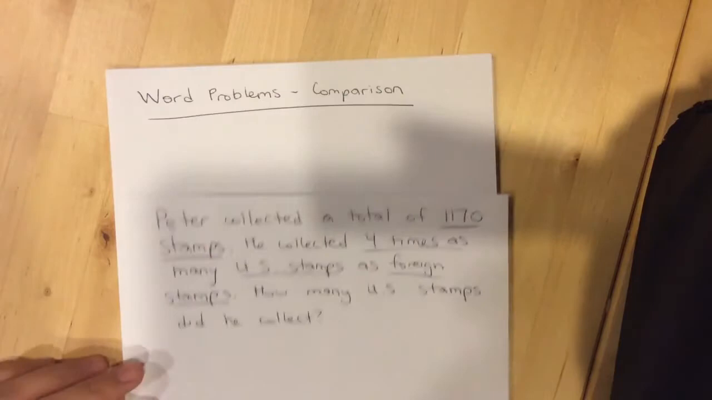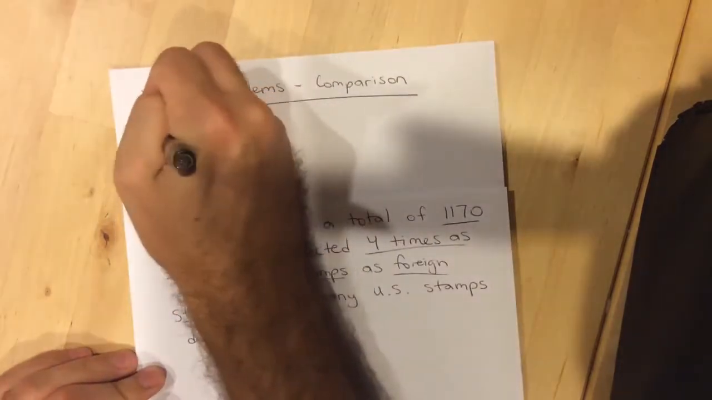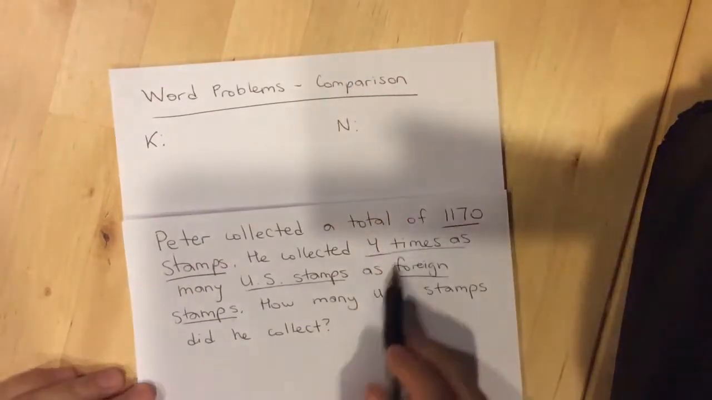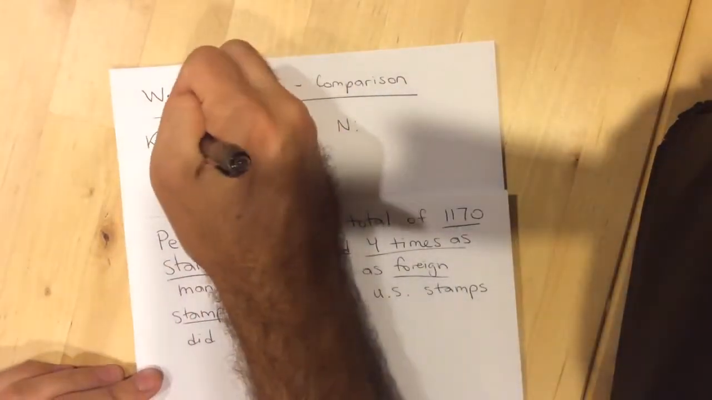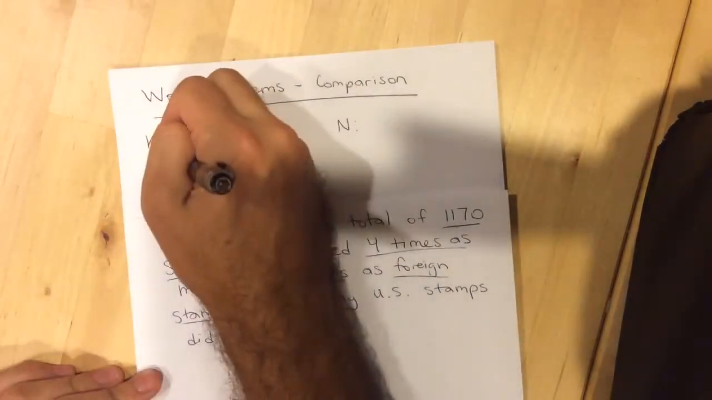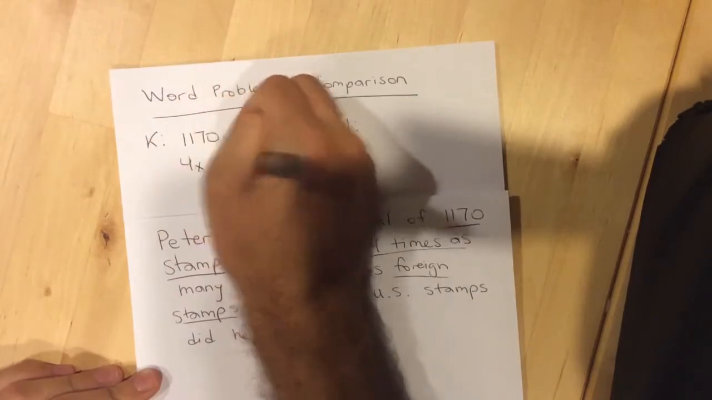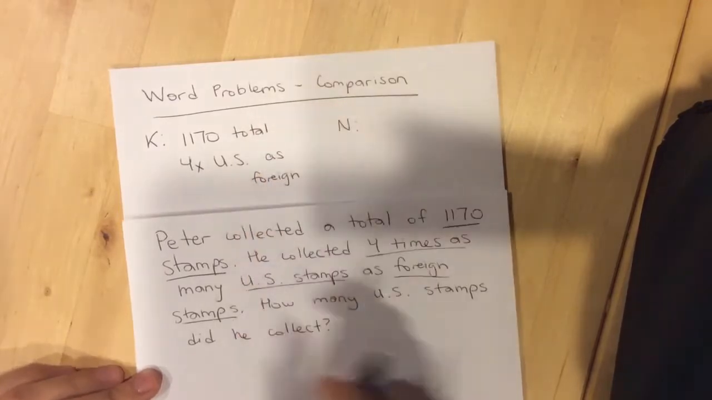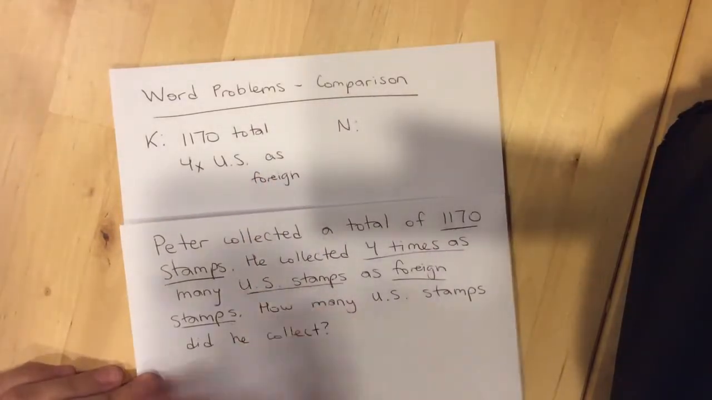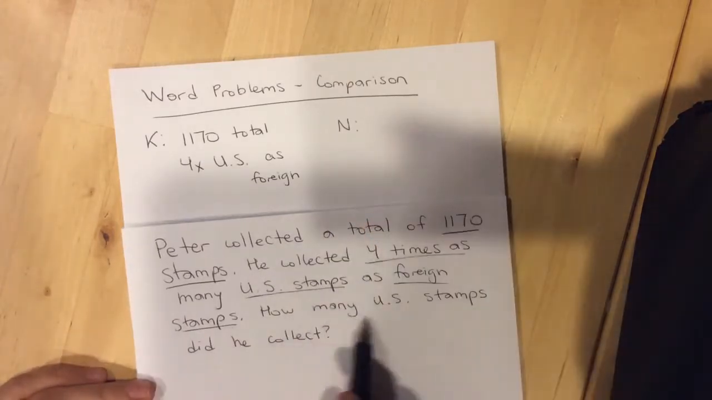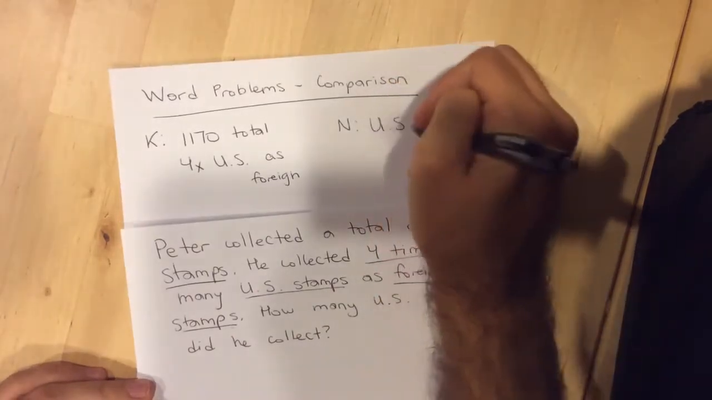So let me go ahead and write down the information that we know, as we did in the last problem, and the information that I need to know. So I know that Peter has 1,170 stamps in total, and I also know that he has 4 times as many US stamps as foreign stamps. Now remember, we don't want to put too much information here because we're not rewriting the word problem. We're just paraphrasing to shorten the information that we are looking at. I need to know how many US stamps he has.